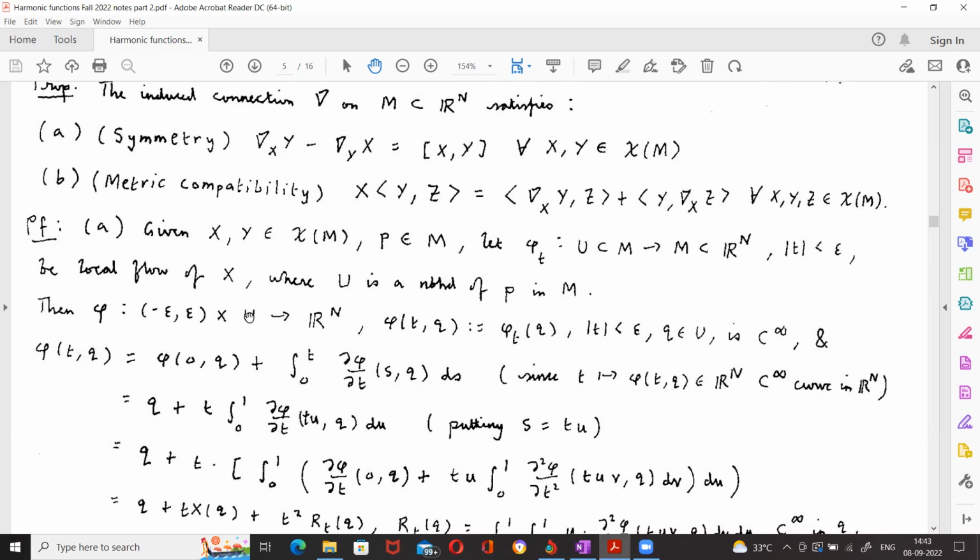And so the local flow allows us to define a map on the product, capital phi, from the interval minus epsilon, epsilon cross the open set U into Rn, where phi of t comma q is phi sub t of q. So this is for mod t less than epsilon and q in U. So this map is smooth.